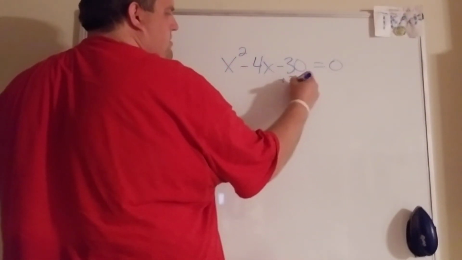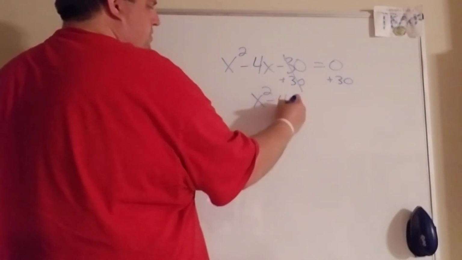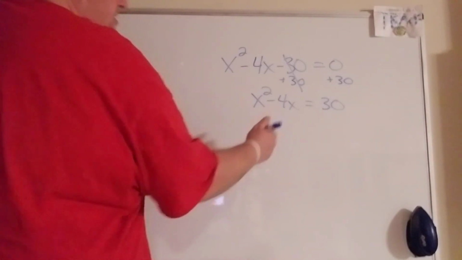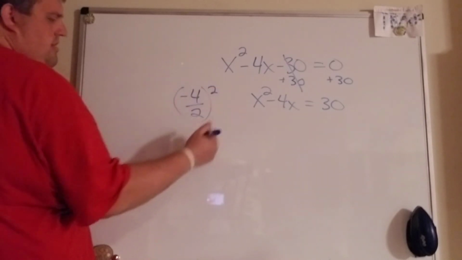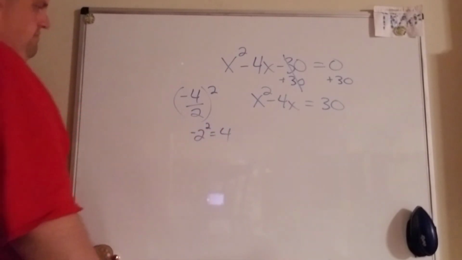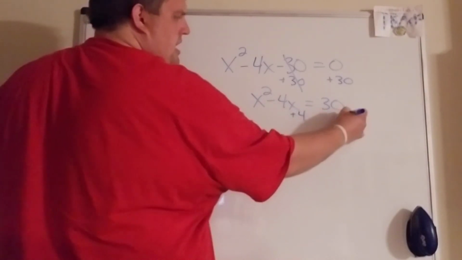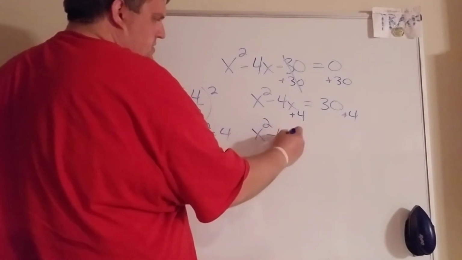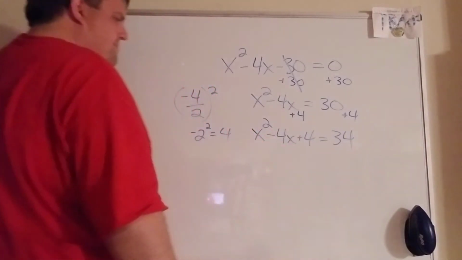So I'm going to add 30 to both sides. So we get x squared minus 4x equals 30. And now we're going to take our b term, cut it in half, and square it. So negative 4 divided by 2 is negative 2. Negative 2 squared is 4. So that's going to give me a plus 4 on this side and a plus 4 on this side. So over here we got x squared minus 4x plus 4. Over here we're going to have 34.